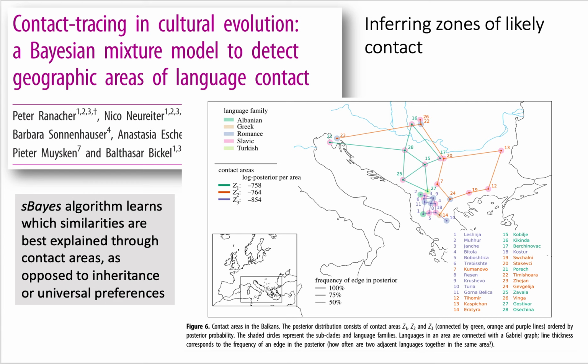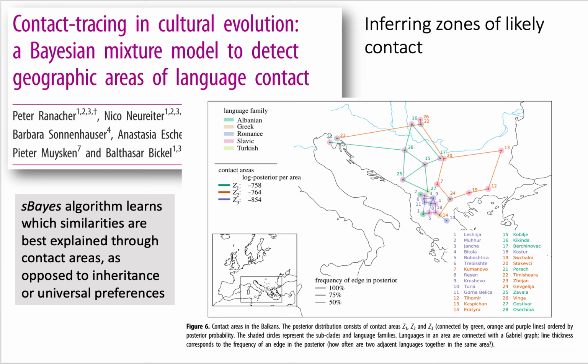One last kind of solution for that, in a way, is inferring zones of likely contact. And this is very recent work that's been ongoing as well, so we might expect updates on this type of work soon. This is a paper by Ranacher et al., "Contact Tracing in Cultural Evolution: A Bayesian mixture model to detect geographic areas of language contact."